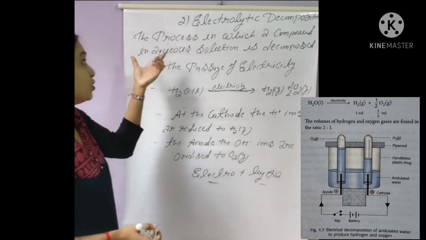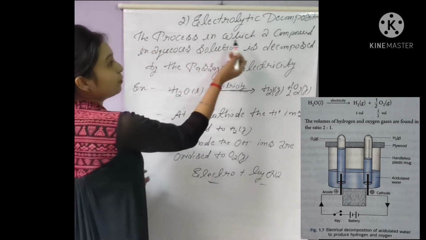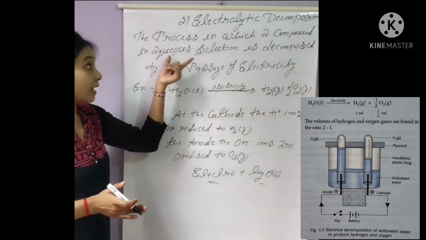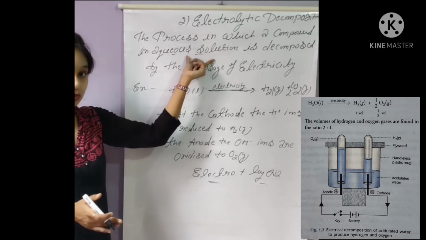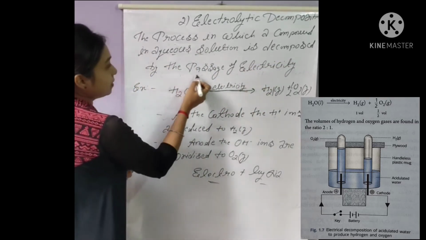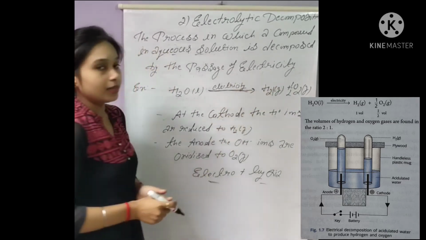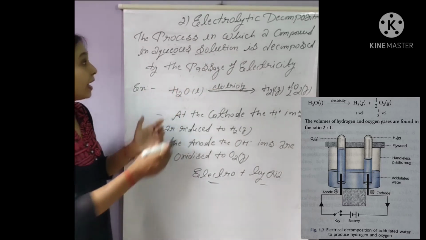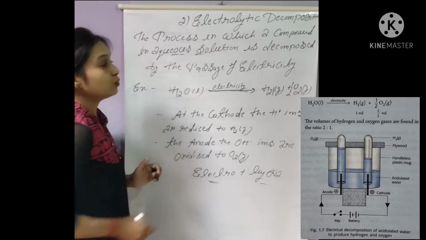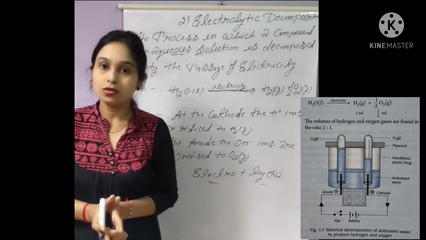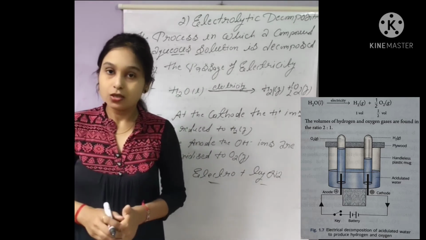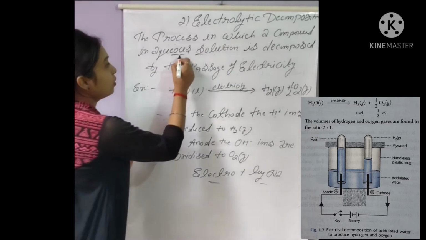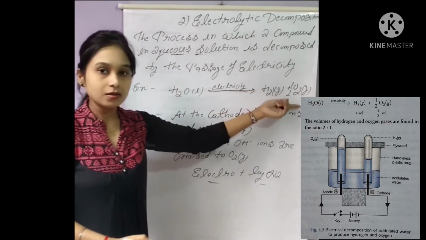Okay, so in this condition the definition is: the process in which a compound in aqueous solution is decomposed by the passage of electricity. ठीक है, so in this process electricity is involved and the presence of aqueous solution. जनरली aqueous solutions में ही electricity ट्रांसफर होती है. So in this condition, with the passage of electricity, the aqueous solution is broken down into different substances.